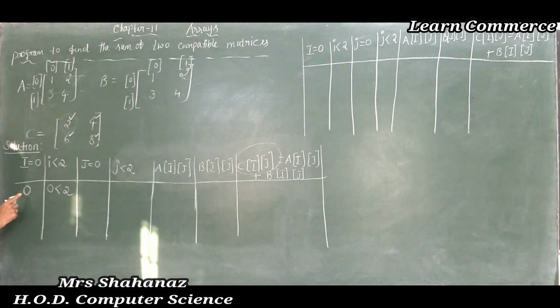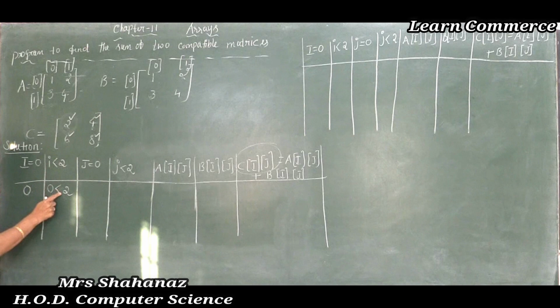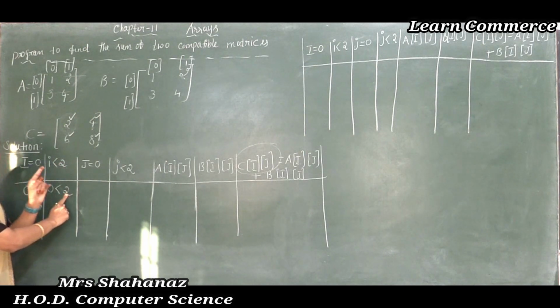Did everyone understand? First of all I have given 0. Later, next one, I know that the i value is equal to 0. So 0 is less than 2 here. I am going to check the condition 0 value less than 2. Till there I am going to check the condition.